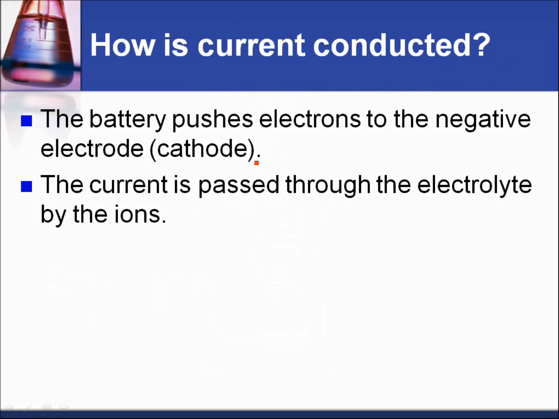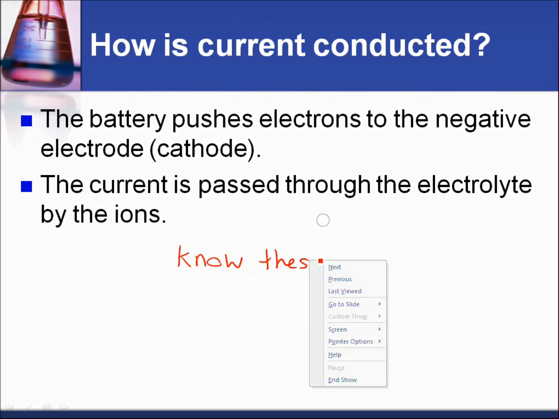Okay, how is current conducted? Well, first point, the battery pushes electrons to the negative electrode. Second, the current is passed through the electrolyte by the ions. Okay, so you have to know these. Make sure you know these two ways in which current is conducted.